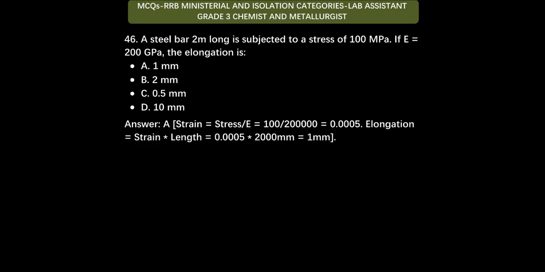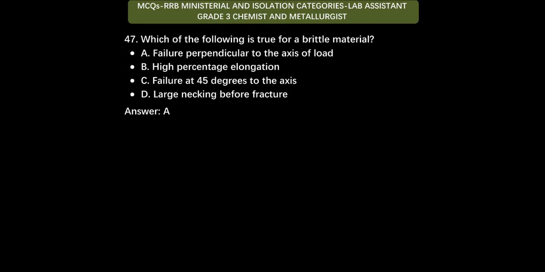A steel bar 2 meters long is subjected to a stress of 100 megapascal. If E is equal to 200 GPa, the elongation is option A, 1 millimeter. Which of the following is true for a brittle material? Option A, failure perpendicular to the axis of load.